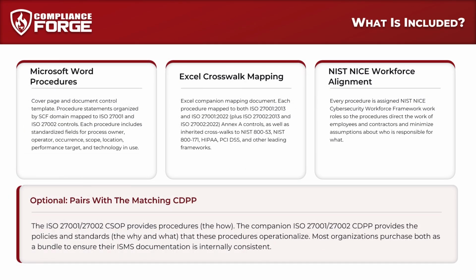So what do you actually receive? The ISO version of the CSOP is delivered as an editable Microsoft Word document with a companion Excel mapping. Purchase includes a single entity license and the first year of product updates.